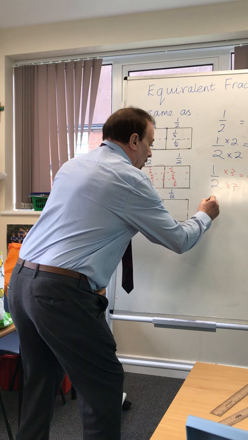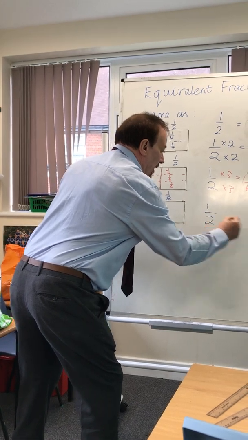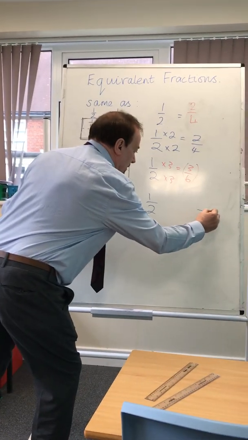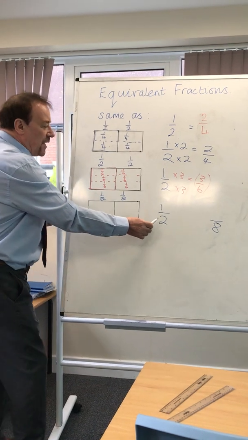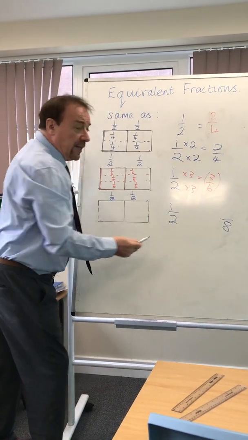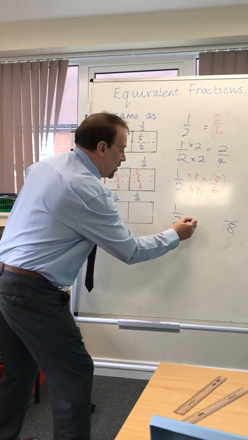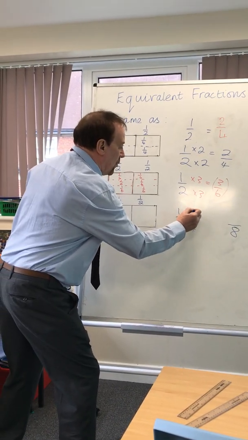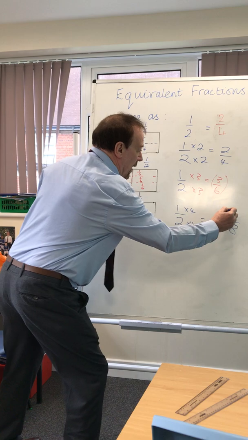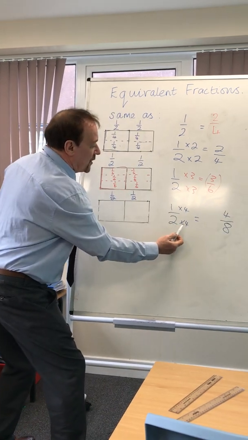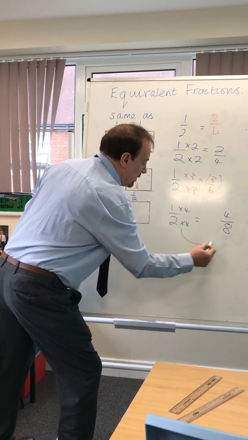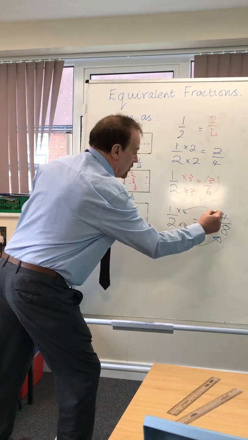Now, I'm going to give you a little bit of a problem. Supposing I've got a half and I need to create 8s. How many times will that fit into 8? How many? 4, well done. So if I multiply that by 4 and multiply that by 4, my answer should be 4 sets of 2 make 8. 4 ones are 4.